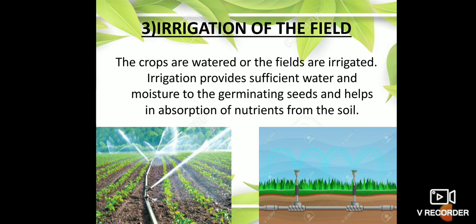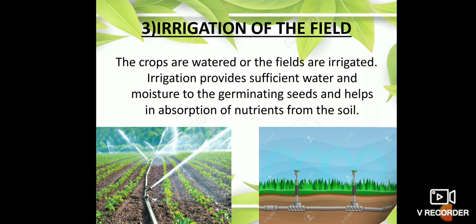Now next we will see irrigation of the field. First let us know the meaning of irrigation. What is irrigation, children? It is a process by which a sufficient quantity of water is supplied to the crops and plants through canals, wells, tube wells and reservoirs. Irrigation provides sufficient water and moisture to the growing seedlings or the germinating seeds and helps in absorption of nutrients from the soil. In the picture you can see the tubes being used. The crops have been irrigated.